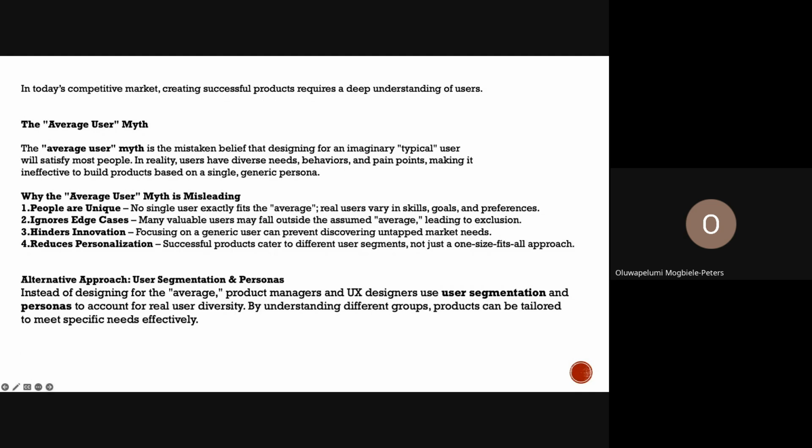So because of this error of the average user myth, there was a need to create an alternative approach. And that alternative approach is what we call user segmentation in product management. Basically, the concept of user segmentation is for PMs and designers to identify users and segment them. That is, we categorize them using different categories to put them in a fictitious group. And with those groups, we can now easily target the specific needs of each group and create a solution to each problem of the group.